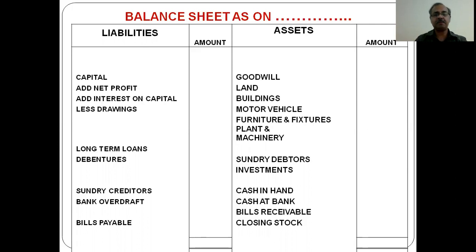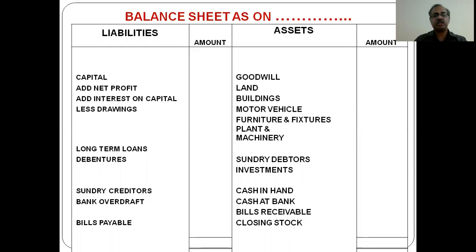In the income statement, you are preparing the statement for the last 1 year particulars. Whereas in the case of the balance sheet, we record assets and liabilities on a particular date. That will be at the end of the accounting period, maybe 31st December or 31st March, like that. So you can see here in the format, left-hand side is liabilities and right-hand side assets.